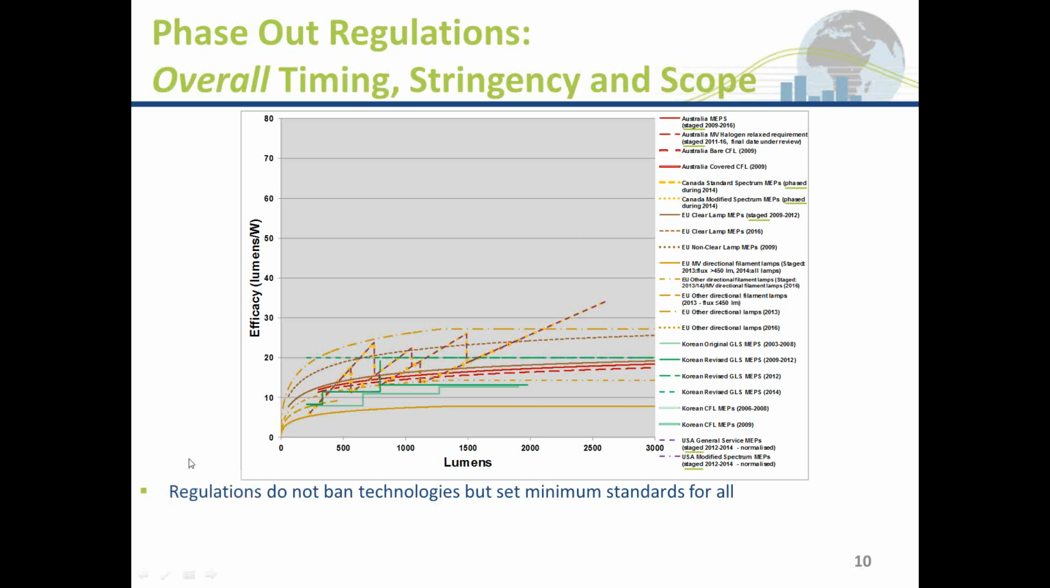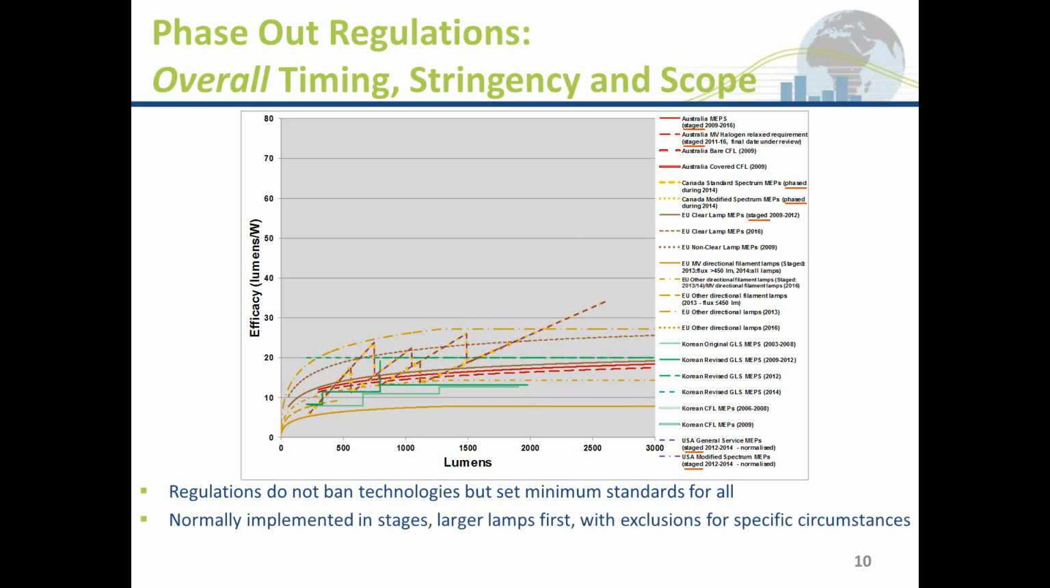As a general statement, irrespective of country, regulations don't ban a technology. They set a minimum performance requirement for a broad range of lamps. So it's not about necessarily banning an incandescent or banning a halogen lamp. It's about setting a performance requirement that if you can build a lamp of any type, this is the requirement you have to meet.